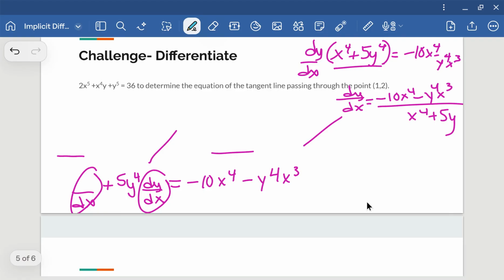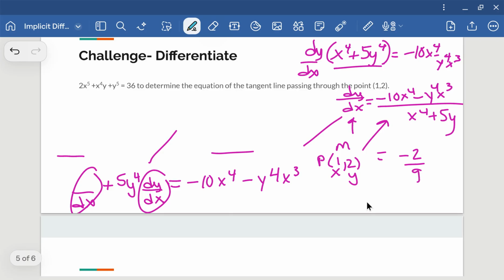So what we can do here is find the slope. Remember that this is your slope, and if I want to know my slope at the point of 1 and 2, I can now plug in 1 for x and 2 for y. So I'm going to do that into this equation, and that will simplify to 2 over 9.